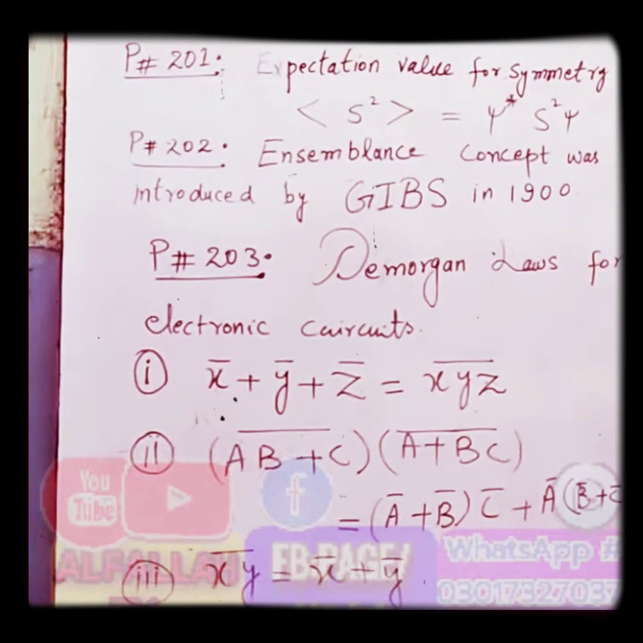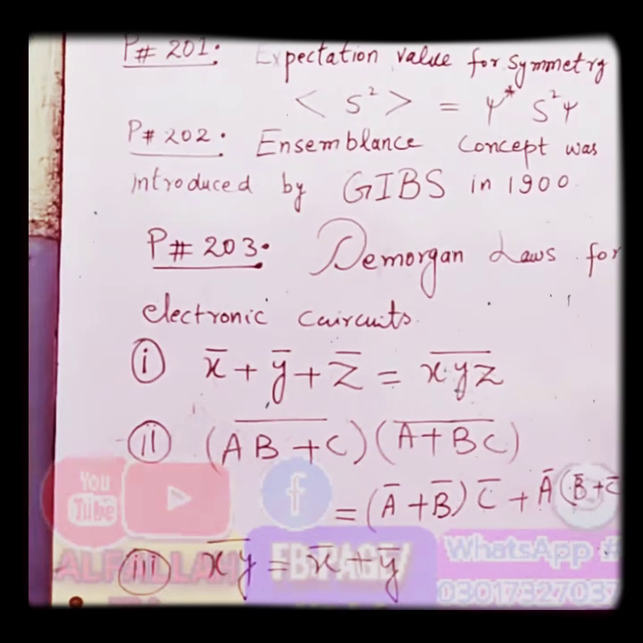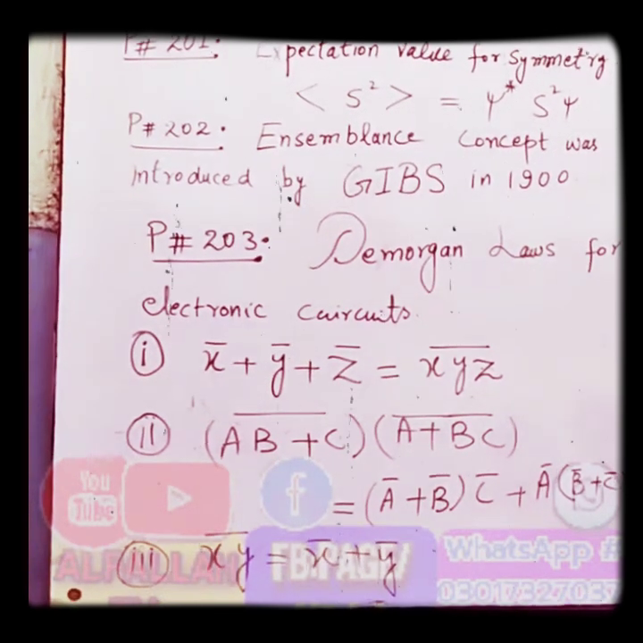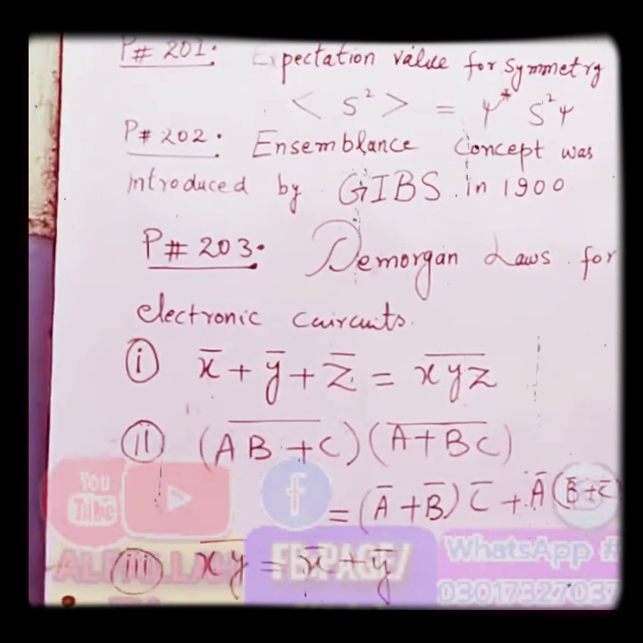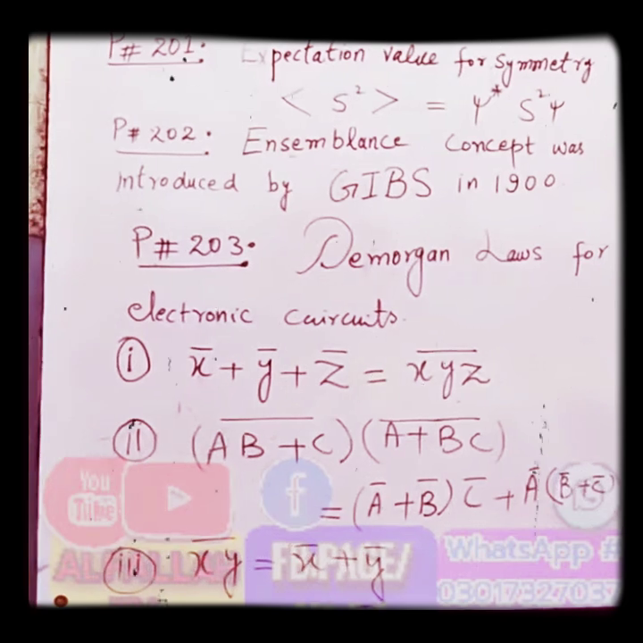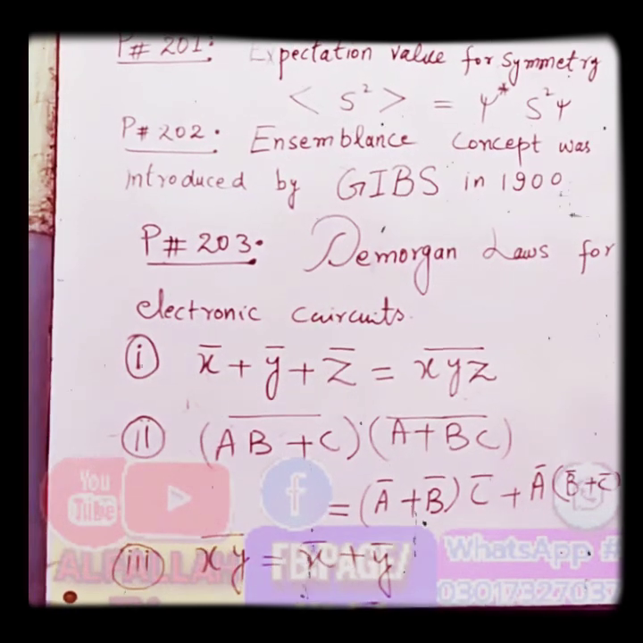Bismillahirrahmanirrahim. Lecture preparation points, part number 4. Point number 201: the expectation value of the symmetry is given by S square mean is equal to psi star S square psi. And point number 202: the ensemble concept was introduced by Gibbs in 1900.